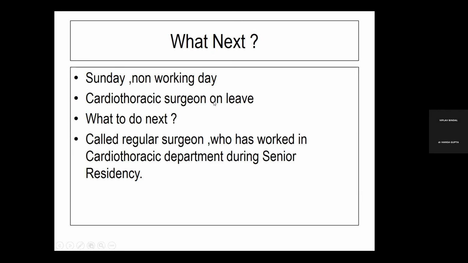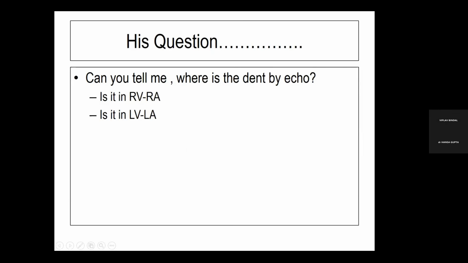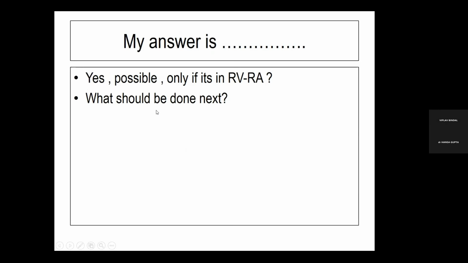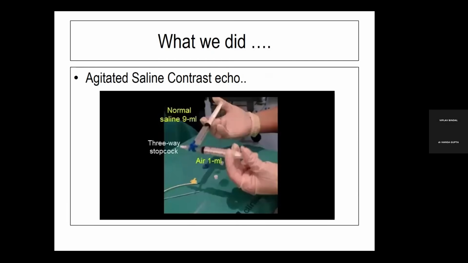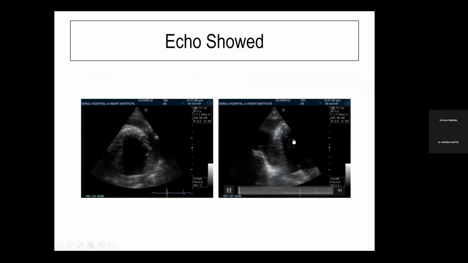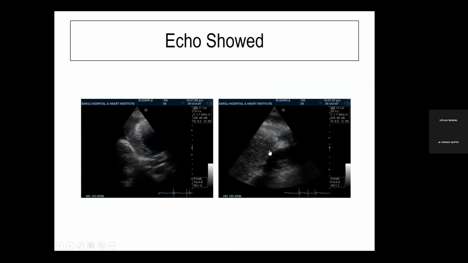The cardiothoracic surgeon was on leave. What to do next? We called a regular surgeon who had worked in the cardiothoracic department during senior residency. When I told him, he said, you just tell me whether it's LV, LA or RV, RA. So contrast gave us the answer, and we used this agitated contrast saline. Now this is a clear-cut picture which I was looking forward to. So, a three-way cannula, 2 syringes, 10 ml: 9 ml saline, 1 ml of air, and we injected it. Another pictures we took, and now you can see the contrast very clearly in these pictures again. And look, we are working at almost 11 o'clock in the night.